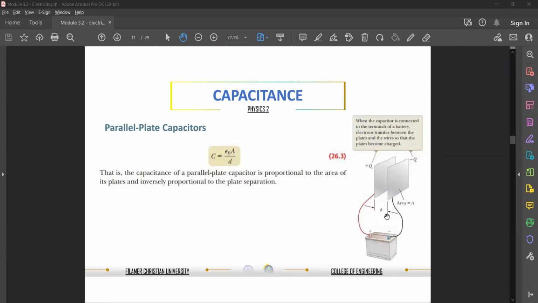And the wires so that the plates become charged. So where is the charge here? Right here, in this area. Okay, this is the area. Of course, it depends on the dielectric material you used, and what kind of plates you used. And later on we will check what the types of capacitors are and what their properties are.